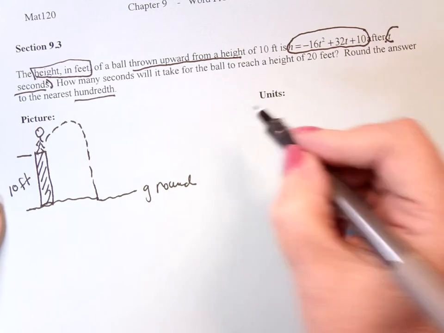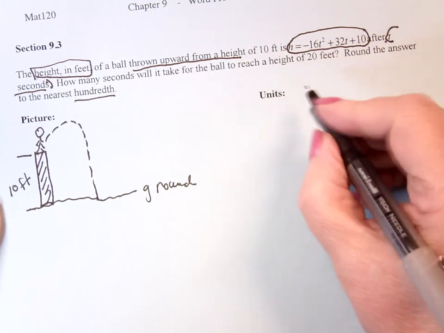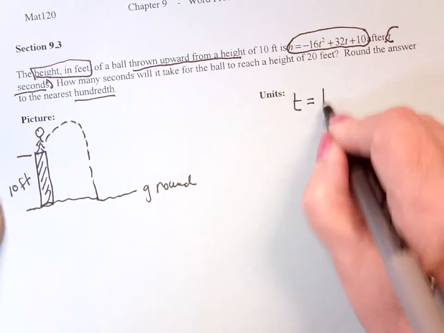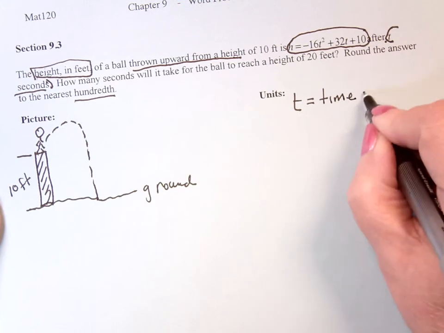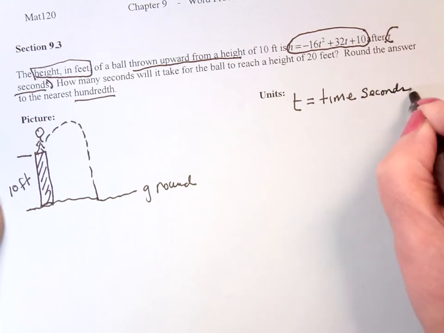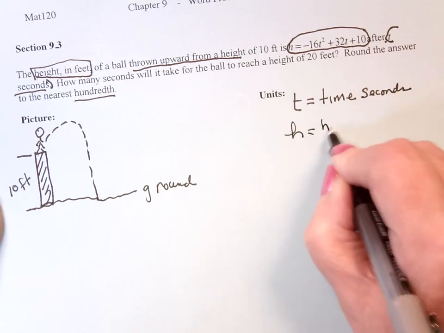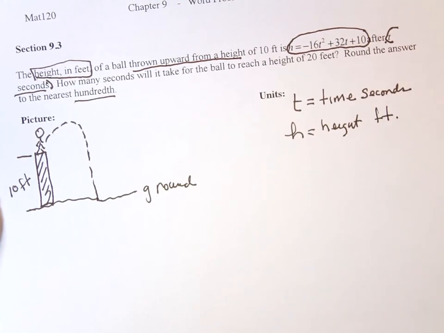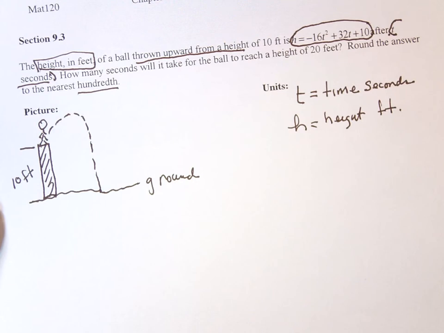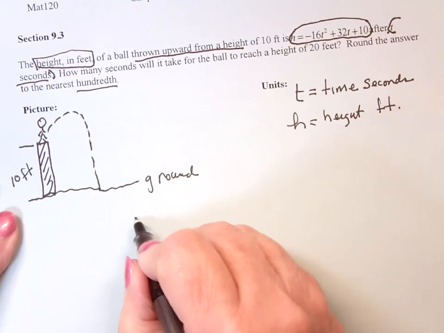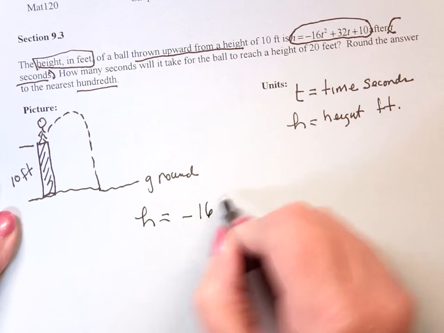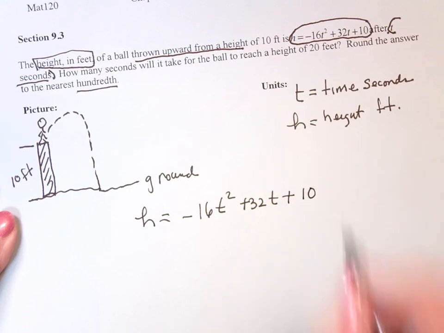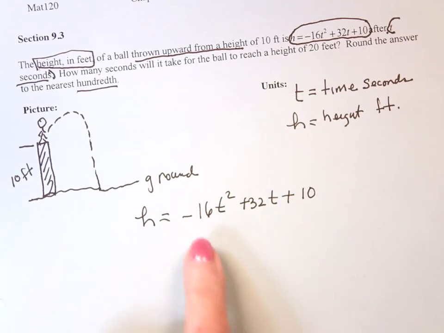So let's take a look at our formula. Our formula is h and t. So I look at t being one of my, this is time, and the units is in seconds. And h is height, and the units is in feet. And if I take my formula, which says h equals negative 16t squared plus 32t plus 10. Now this is what's different.